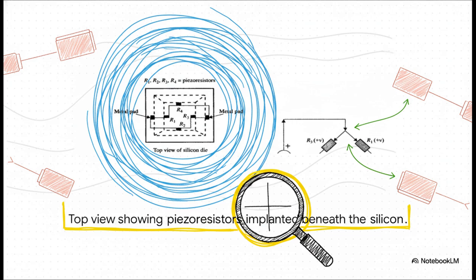Now, to measure that microscopic deformation, engineers implant tiny components called piezoresistors, labeled R1 through R4, right beneath the surface of the silicon die. You can think of these as miniaturized strain gauges. Because of the piezoresistive effect in the silicon, when the diaphragm bends under pressure, the physical dimensions of these resistors change, which directly and instantly changes their electrical resistance.